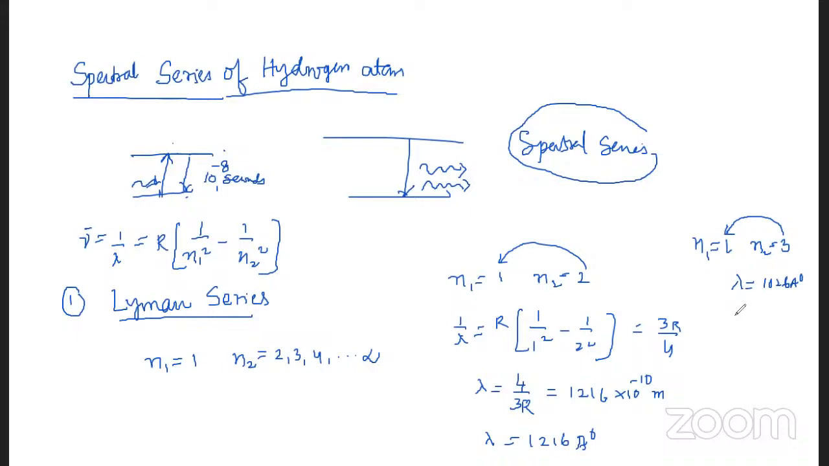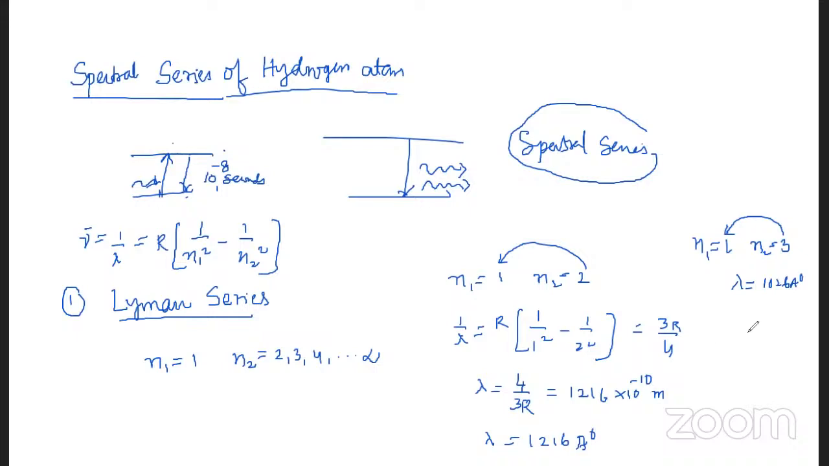Similarly, you can calculate whenever it is jumping from a higher energy level, n2 equals 4 to 1, or n2 equals 5 to 1. Like that, you are going to get radiations of different wavelengths.